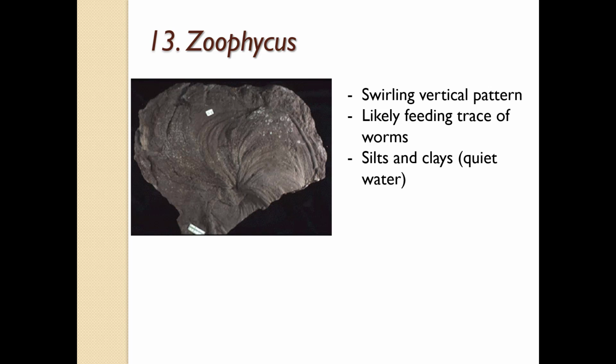Zoophycus is historically found in siltstones and in shales, which are indicative of quiet water because it's very fine-grained sediment, where again water is stagnant or incredibly slow-moving. So these are your 13 sedimentary structures, and now let's practice applying some of those terms for a bit.